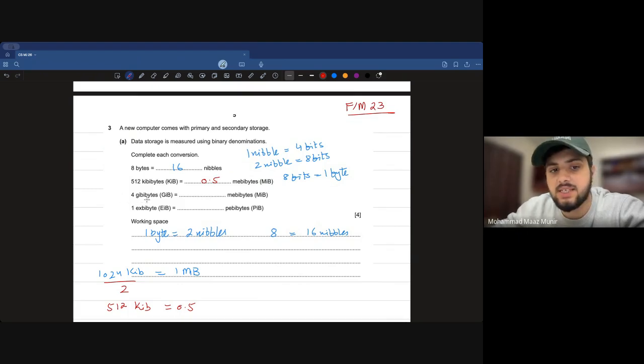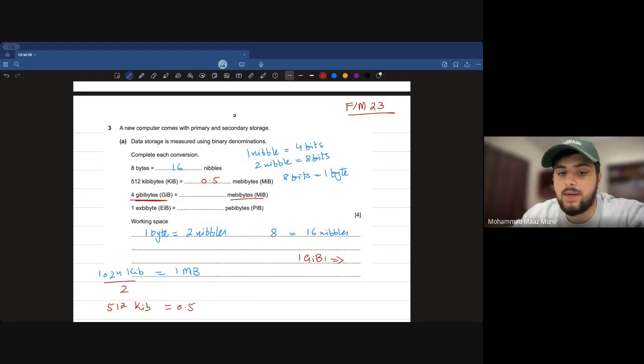The third one basically says that now we have 4 gigabytes and we need to convert that into megabytes. So now you tell me one thing, 1 gigabyte includes how many megabytes? Guys, quickly in the chat box. 1 gigabyte includes how many megabytes?